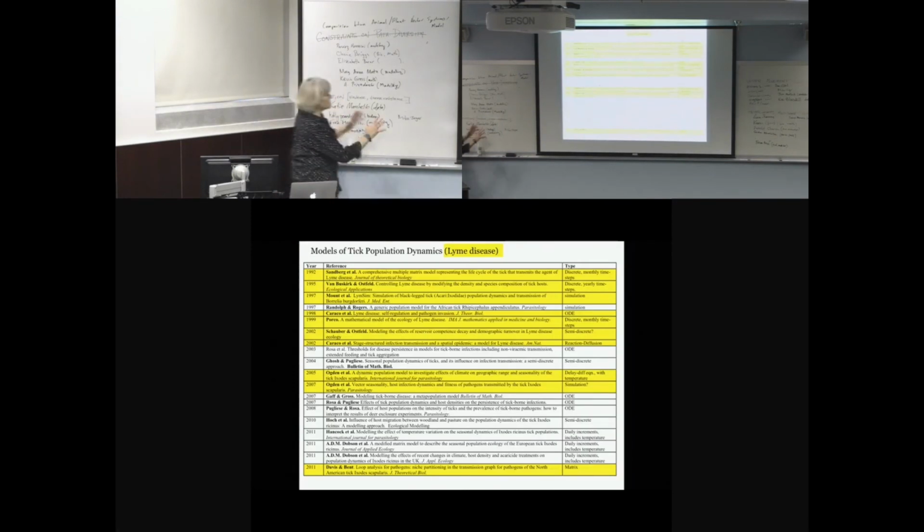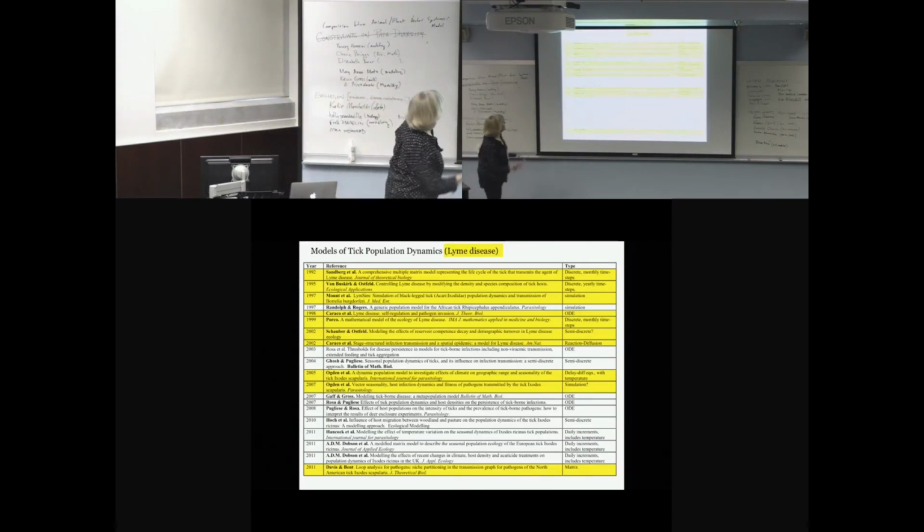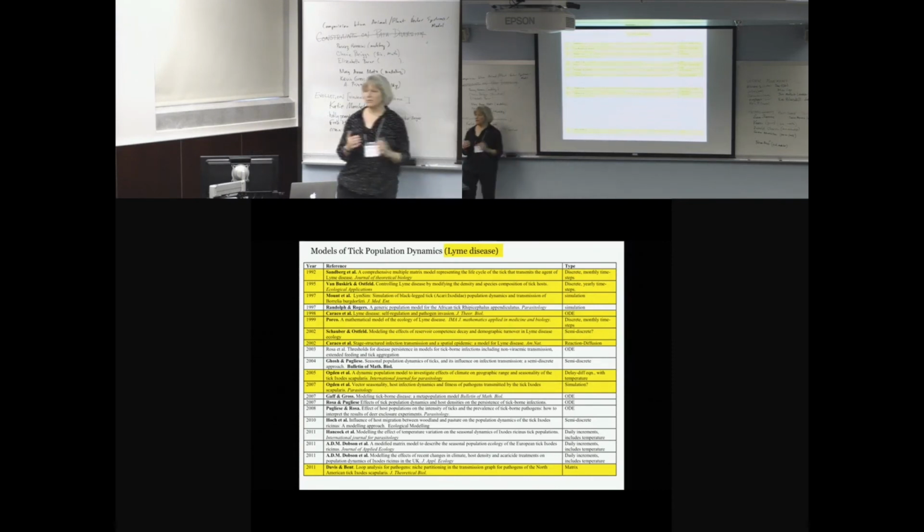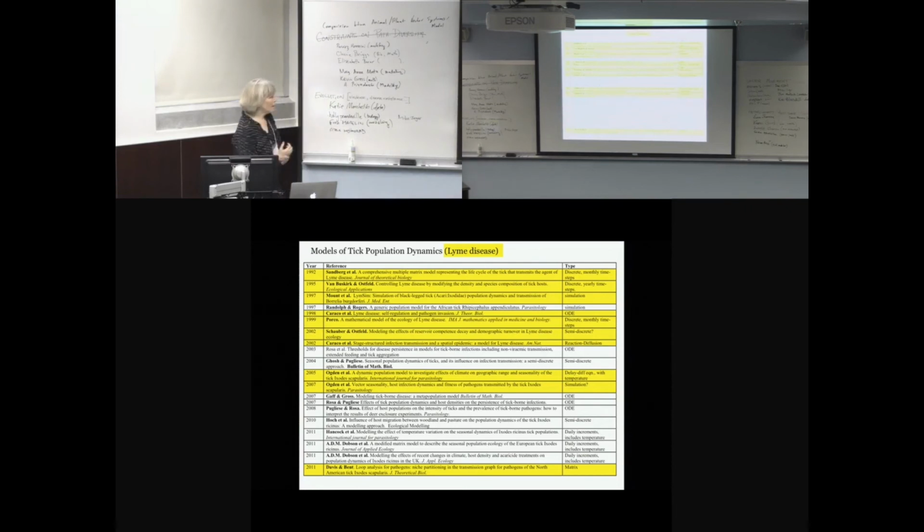I went to, you're not supposed to be able to read this, so I went to the literature and summarized the models of tick population dynamics that I could find. And the models out there actually do a lot of these things in a whole bunch of different ways. So this final column lists the type of model that was used, and they range from everything from ordinary differential equations to delayed differential equations to discrete time models with different types of time steps.